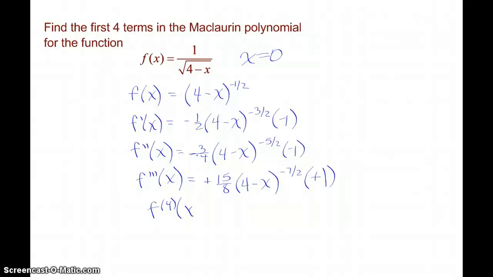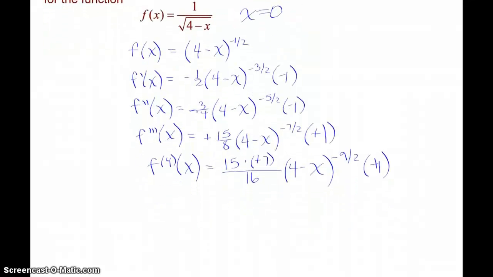Fourth derivative is whatever in the world negative 7 times 15 is, over 16, (4 minus x) to the negative 9/2, again, chain rule says times negative 1. So whatever that value is, it's a positive. So we're going to find p sub 4 of x. It is the output of the function.